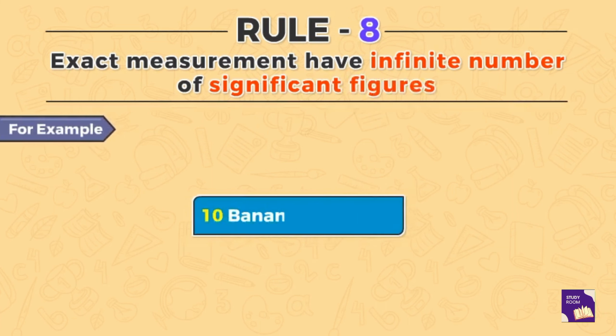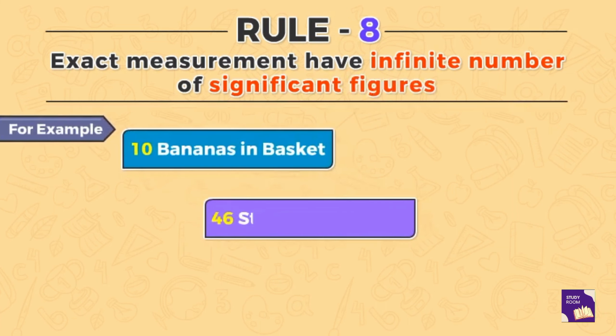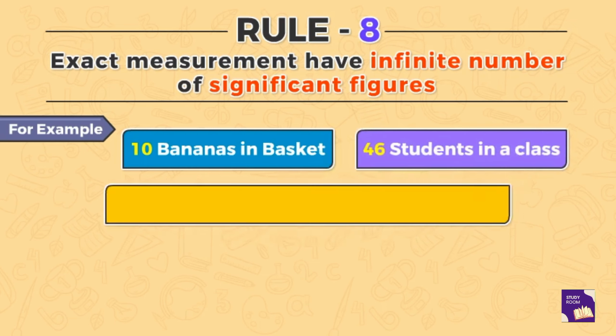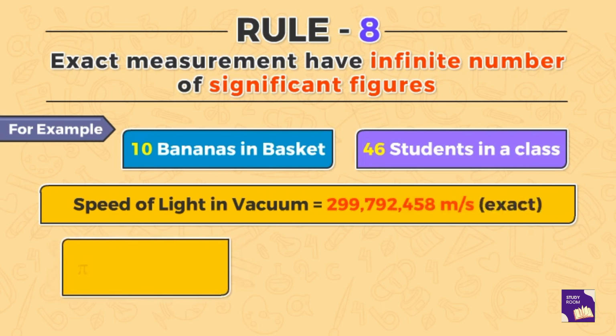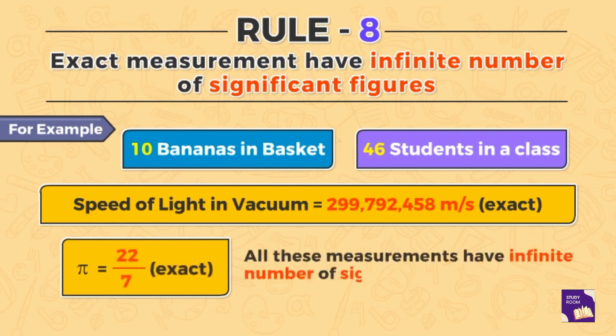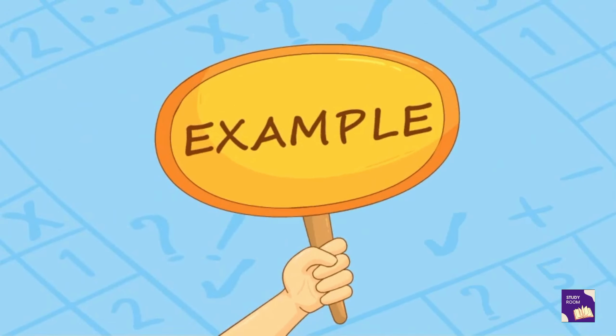For example, 10 bananas in a basket, 46 students in a class. Speed of light in vacuum is 299,792,458 meter per second, exact. The value of pi equal to 22/7, exact. All these measurements have infinite number of significant figures. Let's solve an example based on this concept.